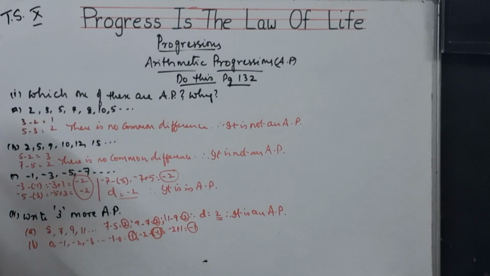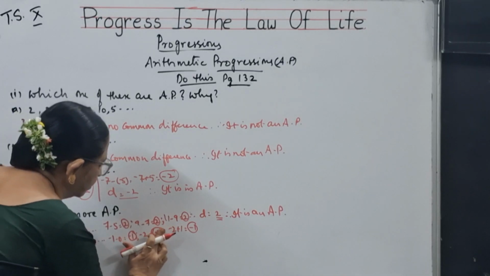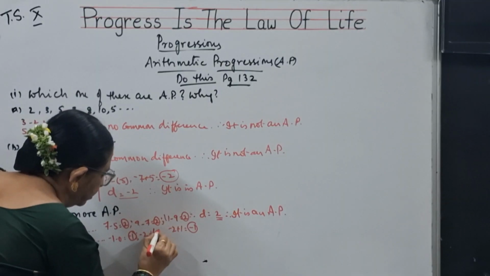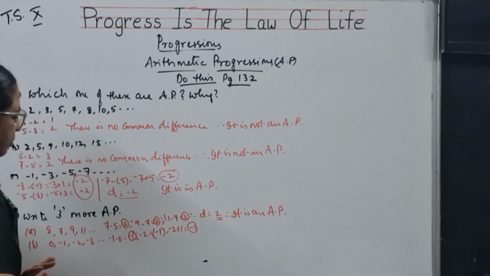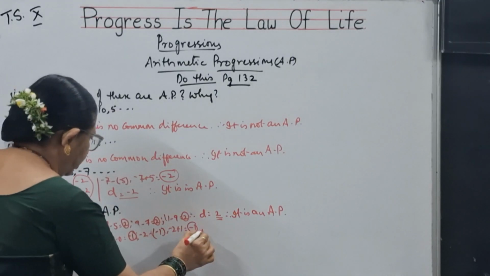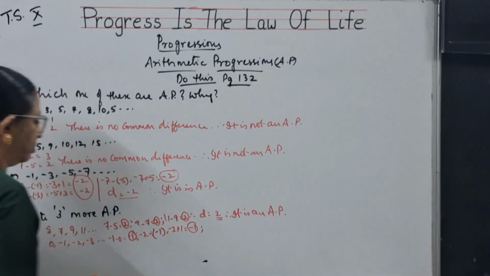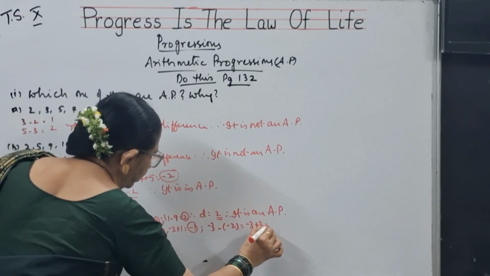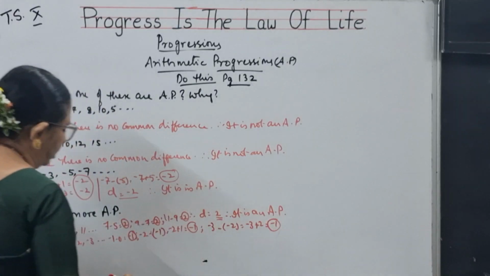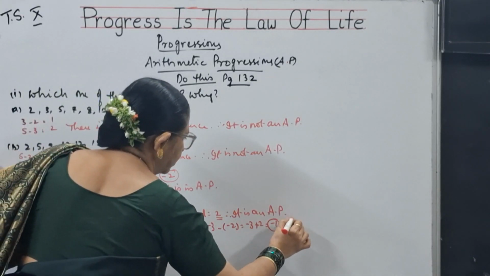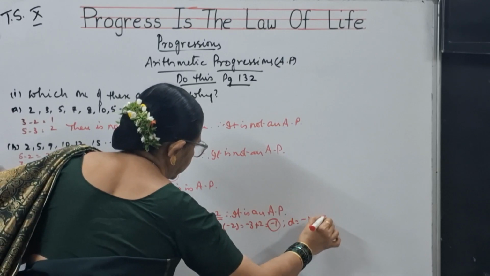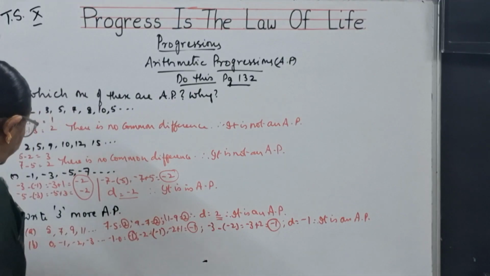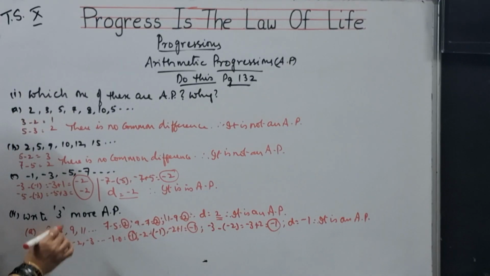Minus 2 minus 1 is, this is not a common difference, children. Minus 2 minus of minus 1 is equal to minus 2 plus 1, that is minus 1, and minus 3 minus of minus 2, minus 3 plus 2, that is minus 1. So you can see common difference is minus 1. Therefore, it is an AP. So 2 examples I have given. Now let me give you a third example.